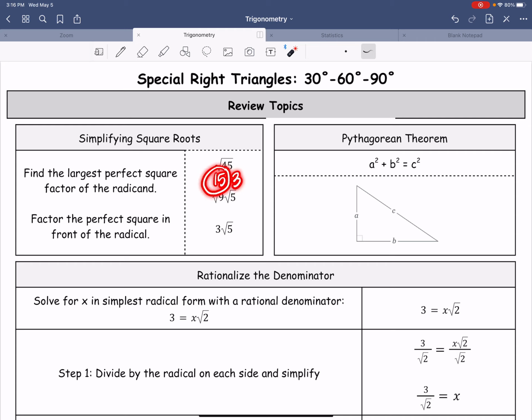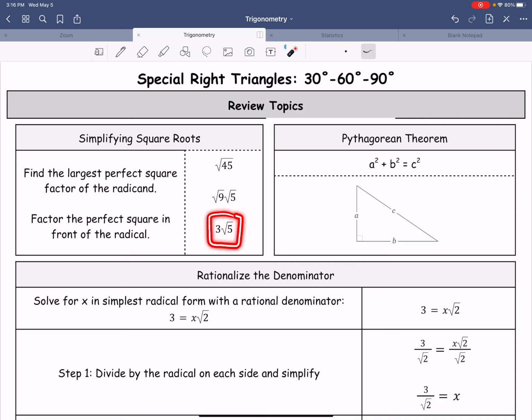However, 15 is not a perfect square, meaning there's nothing times itself that gives me 15. Same with 3. 3 is not a perfect square because nothing times itself is going to give me 3. However, if I break it up to 9 times 5, 9 is a perfect square because 3 times 3 is 9. So what we get is the square root of 9 times the square root of 5, where the square root of 9 becomes the whole number 3.